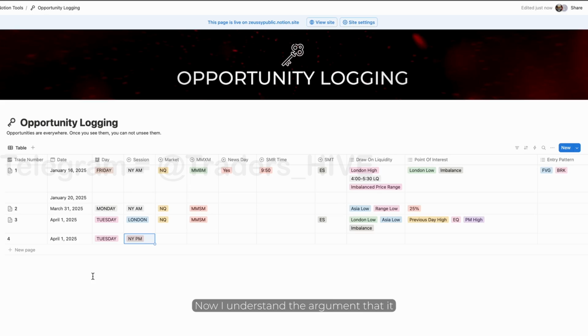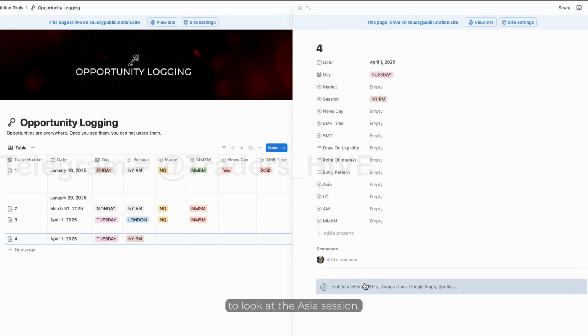And I understand the argument that it might fit better in your schedule, but at the end of the day, the delivery is not as clean as within those other sessions. So therefore, choose wisely whether or not you would be willing to look at the Asia session.